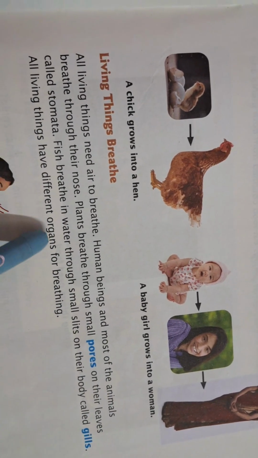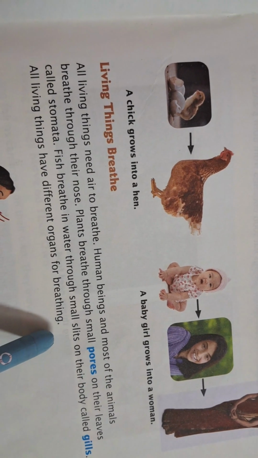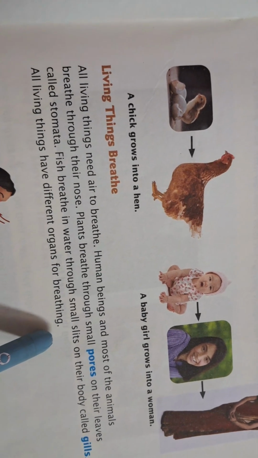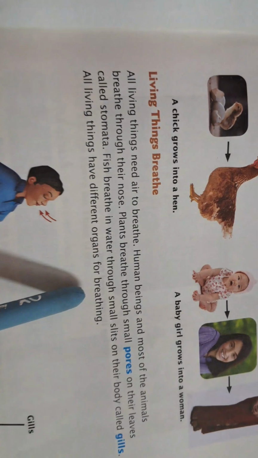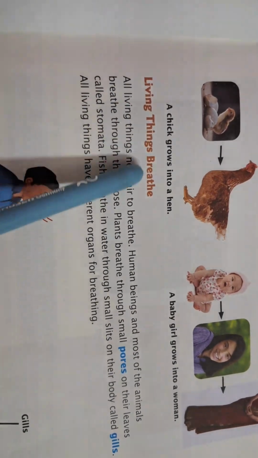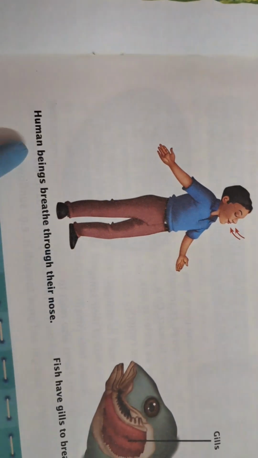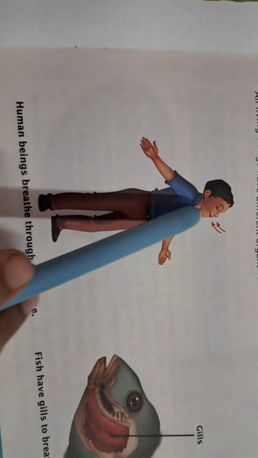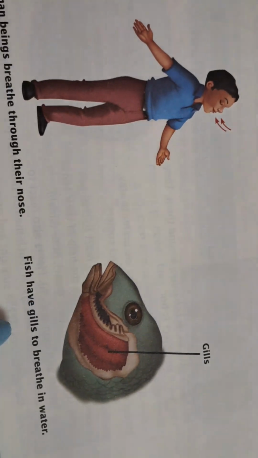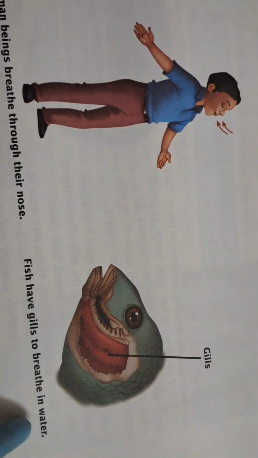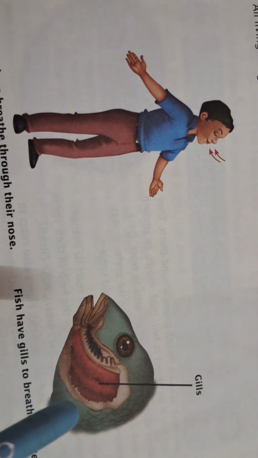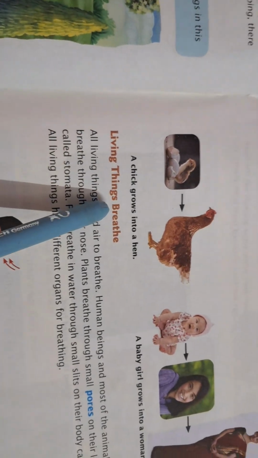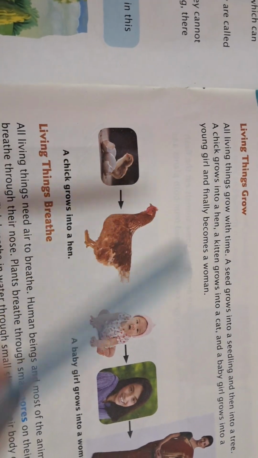All living things have different organs for breathing. So different types of living things have different organs for breathing, but they have to breathe. Without breathing they can't live. So this is living things breathe. Here one man, human beings breathe through their nose. And fish have gills to breathe in water. This is about living things breathe, and before that, living things grow.